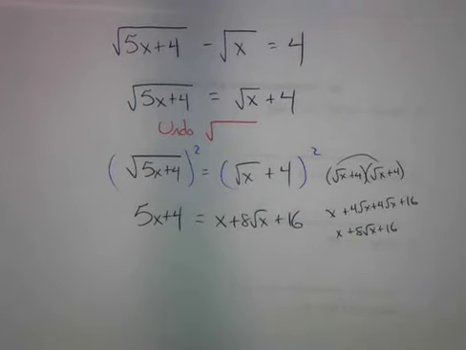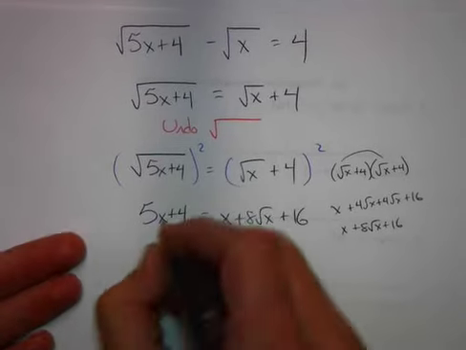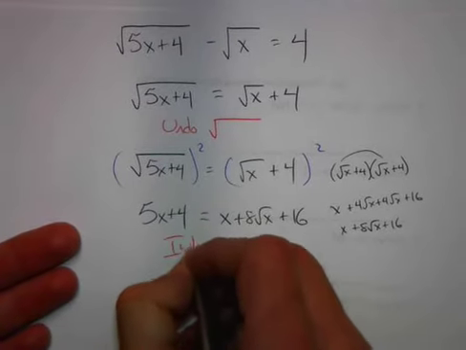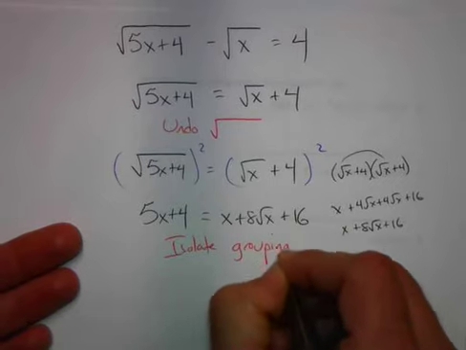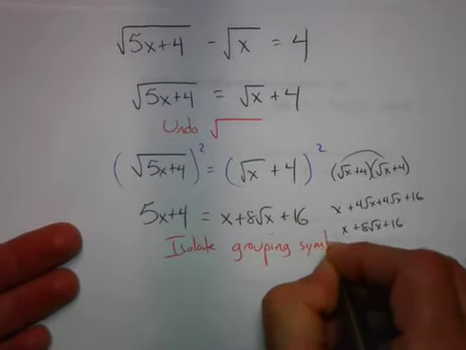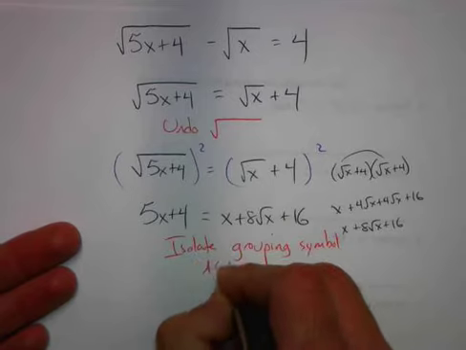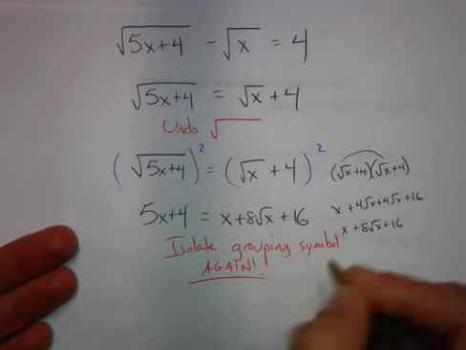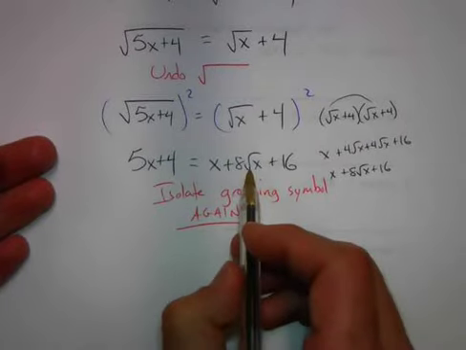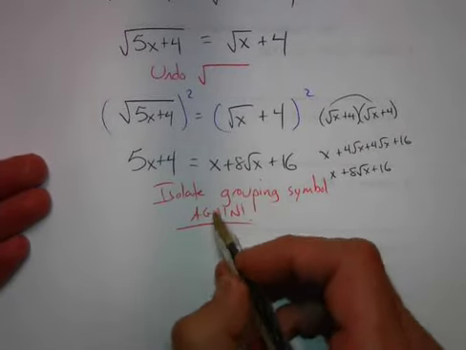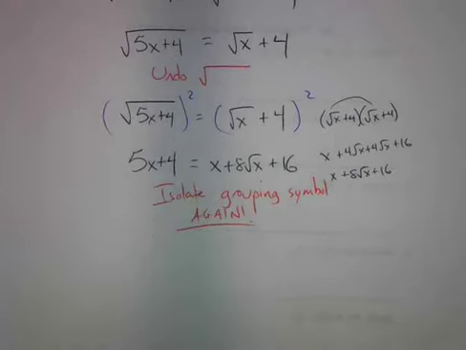Let's do the same thing over again. Isolate the grouping symbol again. What? Cats, are you kidding me? No, this is awesome. We're going to isolate the grouping symbol again. Here's our grouping symbol. Let's isolate it again. How are we going to do that? We're going to subtract x on both sides.